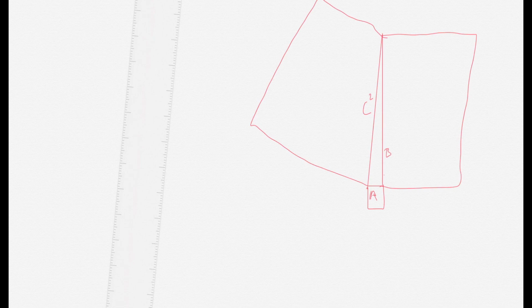Nonetheless, even if it was this goofy little shape here, this square plus this square would still have to equal this square, because this square is A squared, this square is B squared, and this square over here is C squared. And we know from the Pythagorean theorem that A squared plus B squared equals C squared. So it doesn't matter what the dimensions are, as long as that angle right there is a right angle.